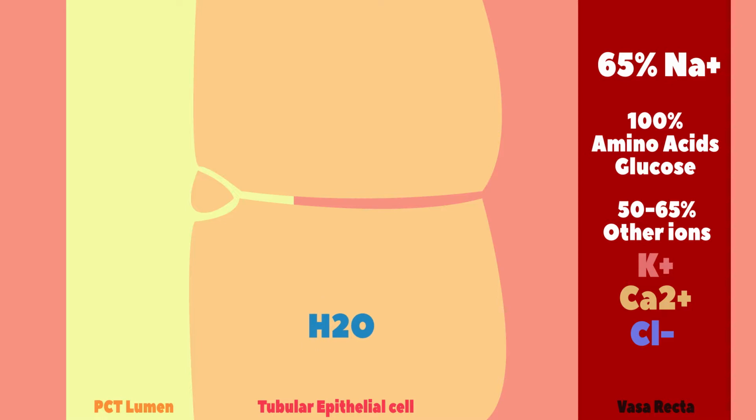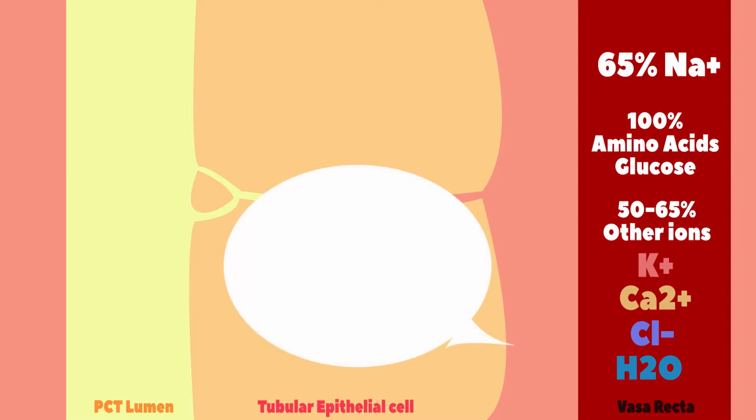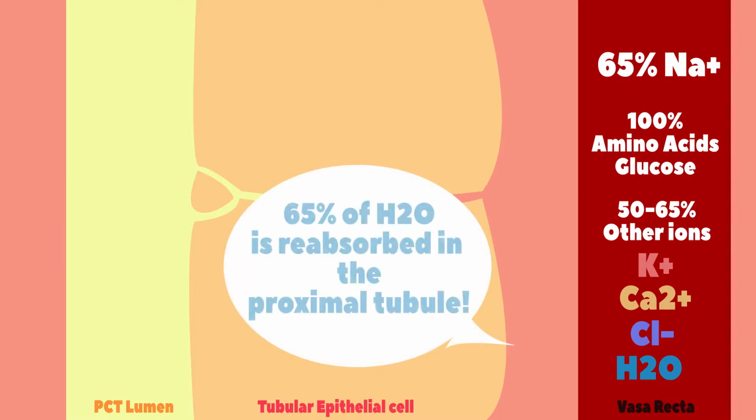Importantly, water follows all the solutes, diffusing through and in between the cells, therefore being reabsorbed back into the blood as well. Overall, approximately 65% of all water that initially left the blood in the glomerulus is reabsorbed in the proximal tubule.